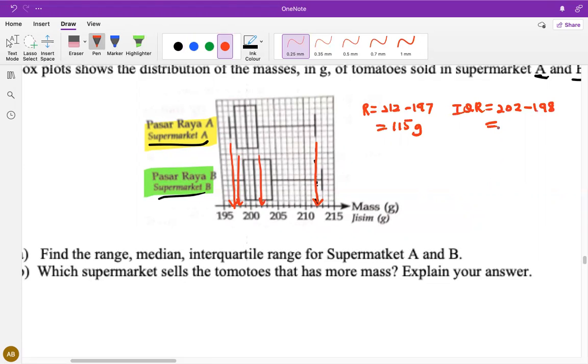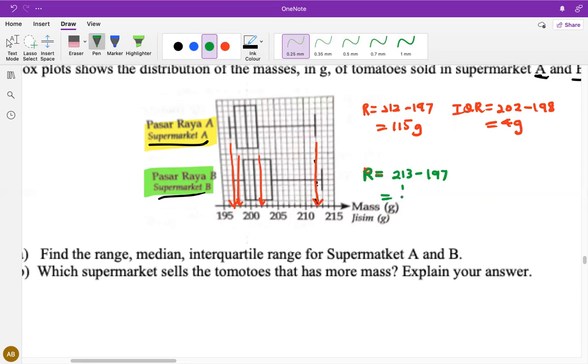So it's 4 gram. Okay, and then supermarket B, the range will be, okay, maybe I use green. The range will be 213 minus 197. So 213 minus 197, so it's 16 gram.